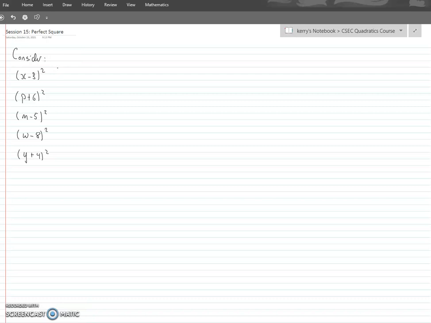Now, you might want to know how we can jump to this session here, when maybe we're just on graphs. What does this have to do with graphs? We will get back to the graphs in a very short while, I promise you. So there's a special type of expression in maths, and this is called a perfect square.